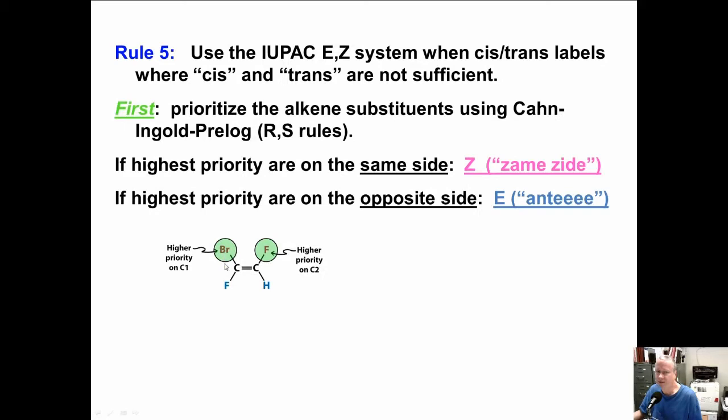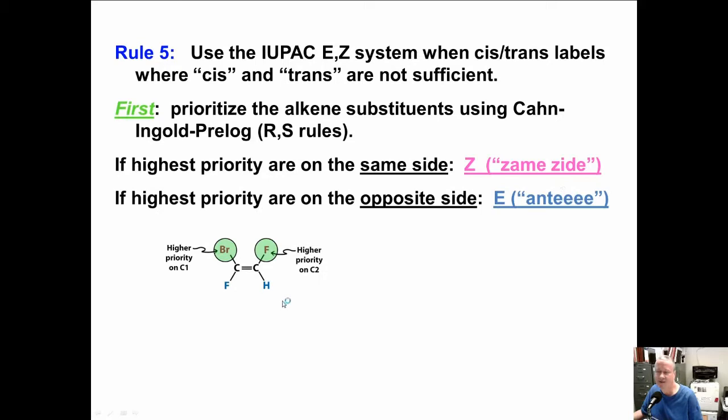Now I cover the left side up. So I cover up the other side, and I say, fluorine and hydrogen. Who wins? Fluorine, by atomic number, right? This is all you have to do. Now you see that the two high-priority groups are on the same side. So this molecule is going to be called Z.